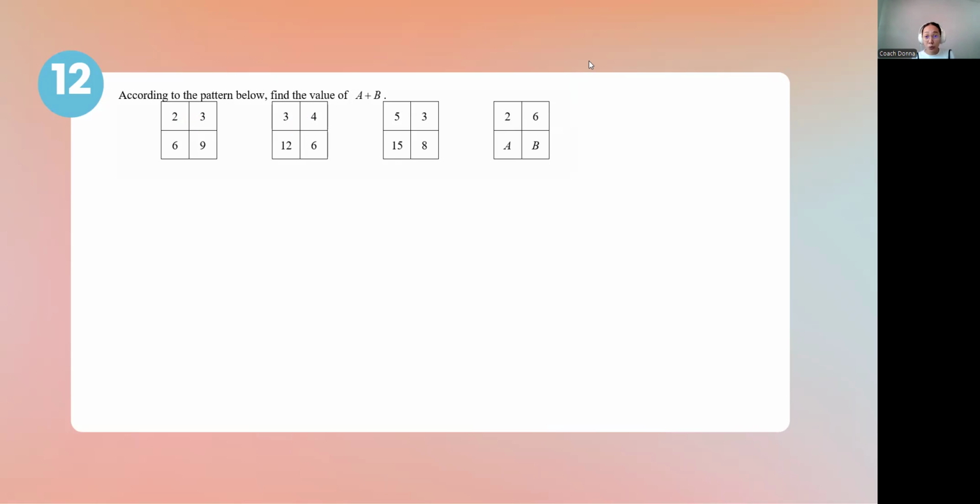Anyone perhaps who knows the pattern? Okay. Let me. Yes, Jaden.